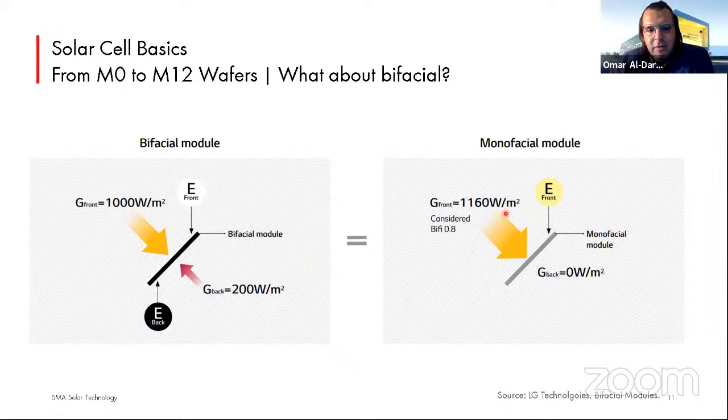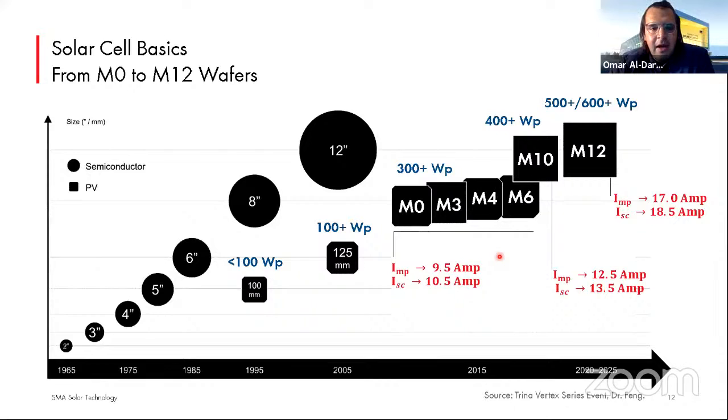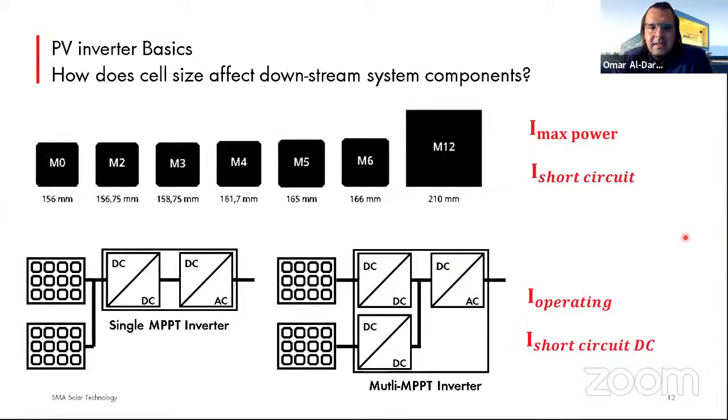So bifacial plus a larger wafer cell means more and more current, in terms of I short circuit and IMP. Going back to this graph right here, these are the values you've all been used to in the past decade. M0 to M6 typically have around 10.5 amps of short circuit current, while the newly introduced M10 and M12 can go up to 19 amps of short circuit current. So what does that really mean for inverters?